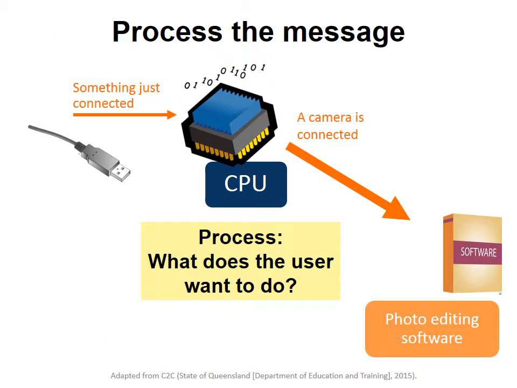The CPU receives the message that a camera has connected and processes the message. It considers, what does the user want to do? It looks at the software on the system that is used with cameras and sends a message to the software that a camera has connected. The software will decide what to do next.